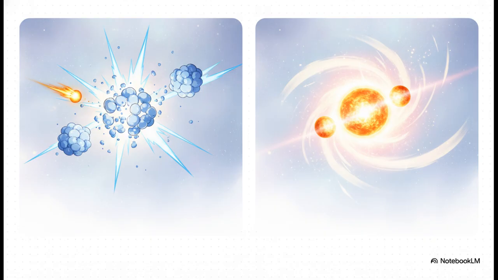First, nuclear fission. This is when a massive, heavy nucleus, like uranium, gets smacked by a slow-moving neutron. It violently splits apart into lighter pieces, releasing a colossal amount of energy. This is exactly what we harness in our nuclear power plants and atomic bombs.